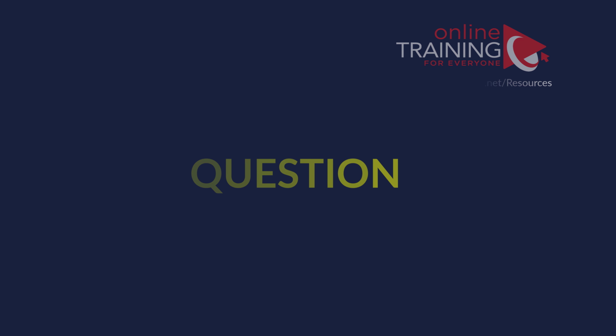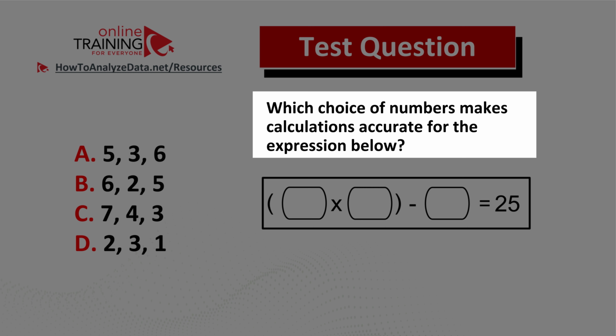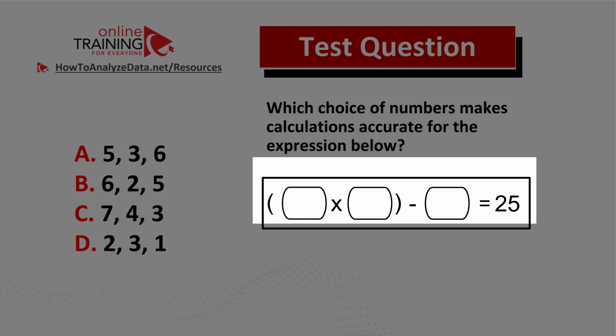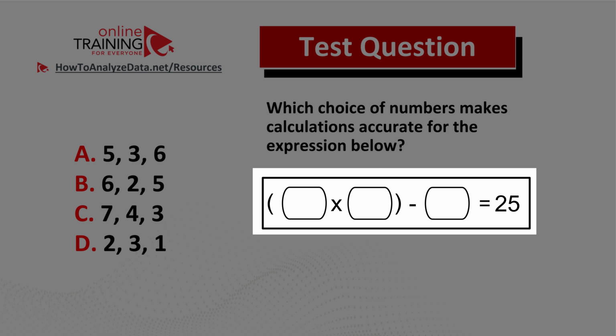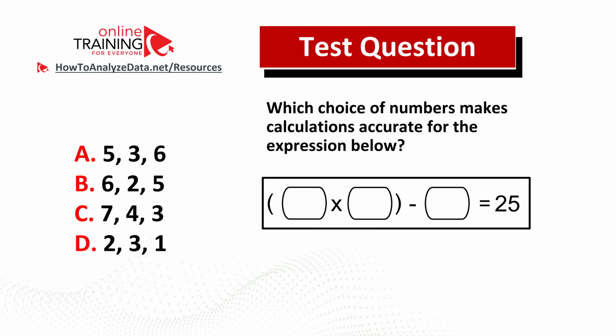Here is the interesting question, which tests your knowledge and ability to do mental calculations. Which choice of numbers makes calculations accurate for the expression below? And you're presented with the expression 2 items in parentheses multiplied, and then after that you need to subtract a third number, and the result will be equal to 25. You have 4 different choices: choice A 536, choice B 625, choice C 743, and choice D 231. You cannot use calculator to solve this challenge.